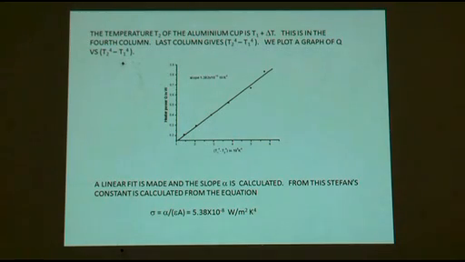The exact value is 5.67 into 10 power minus 8 watt per meter square Kelvin power 4. We get a slightly lower value because there is some heat lost by conduction. There could be some heat lost by convection. We have minimized it, but we have not reduced it to 0. So the value is slightly low, but it is within 6% of the exact value.